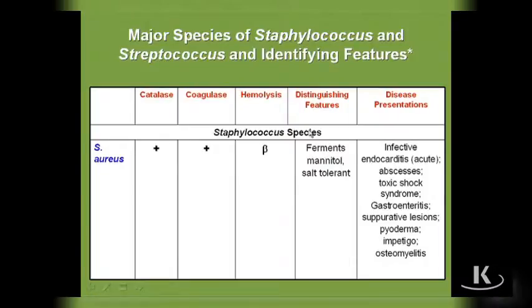Also, Staph aureus will ferment mannitol. So sometimes it's cultured on mannitol salt agar. It will ferment the mannitol and you'll see those colonies become yellow. And it's also a little bit halophilic, meaning that it doesn't mind a little bit of salt. So that's how we're going to differentiate it from the other species in that genus. We'll talk specifically about these disease presentations when we talk about the organisms specifically.